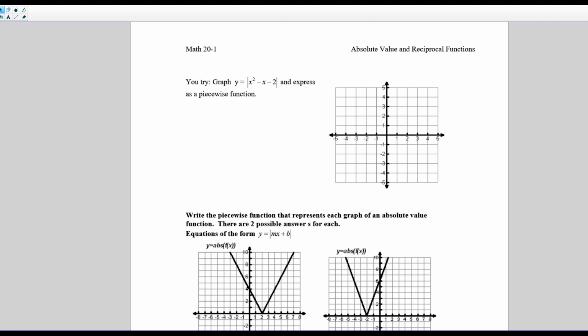For this next question, feel free to pause the video, try it out, and then unpause once you're done to check your work.